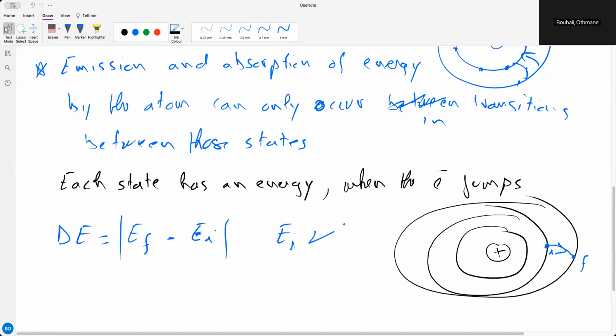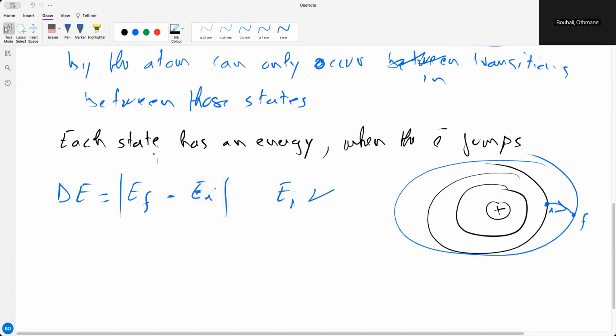So let me summarize. The first assumption is that the atom has stationary states. When the electron is moving, occupying a stationary state, the electron does not radiate energy. The second, the electron can jump from one state to another state. When it jumps, depending on whether it goes to a higher state or a lower state, there will be emission or absorption of energy by the atom. And this absorption or emission is just equal to the difference in energy between the two states.